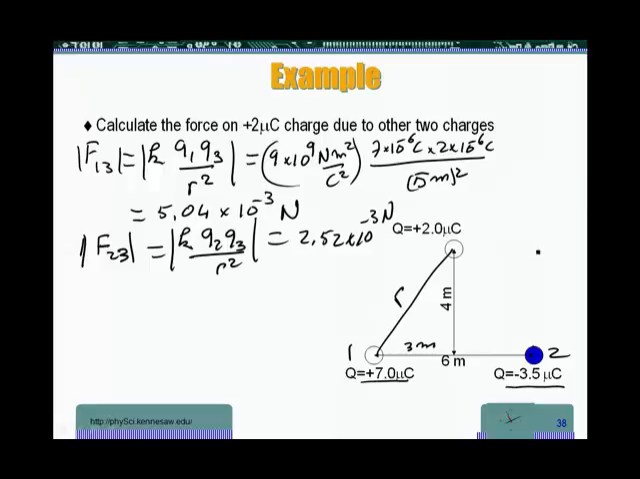Okay, what we said here, I'm going to write them on top. We said F13 in magnitude is 5.04 times 10 to the minus 3 newtons, and F23 is 2.52 times 10 to the minus 3 newtons.